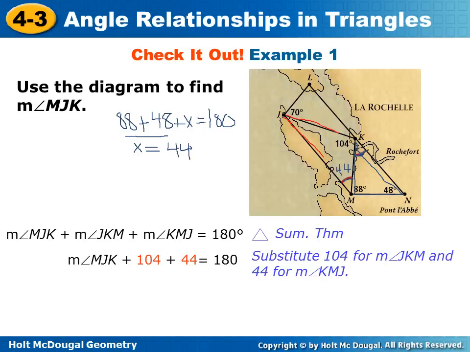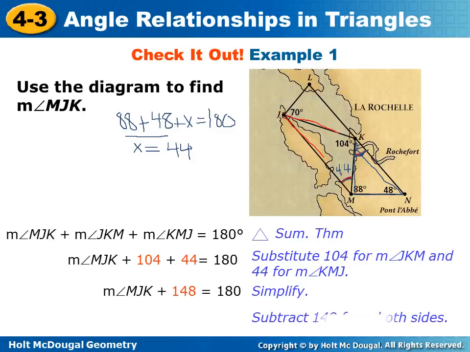Plugging those two values in for the second triangle, the red triangle, we find that measure of MJK plus 104 plus 44 is also equal to 180. We simplify. 104 plus 44 is 148, and subtract 148 from both sides, giving us 32 degrees.